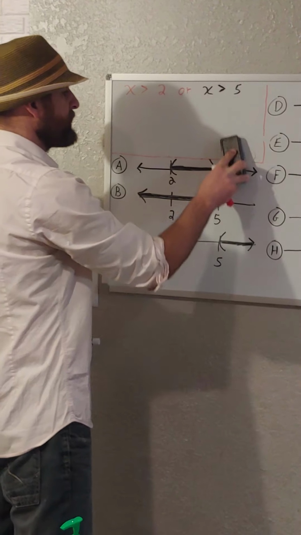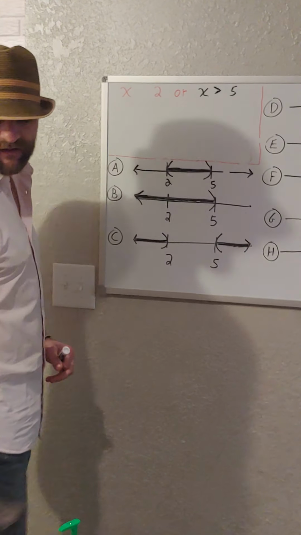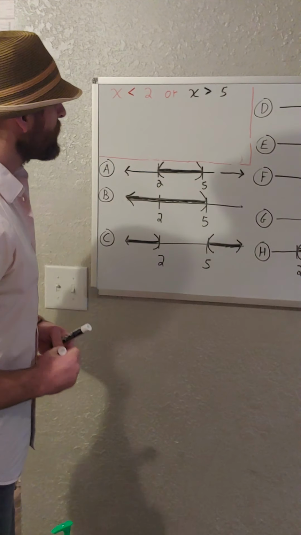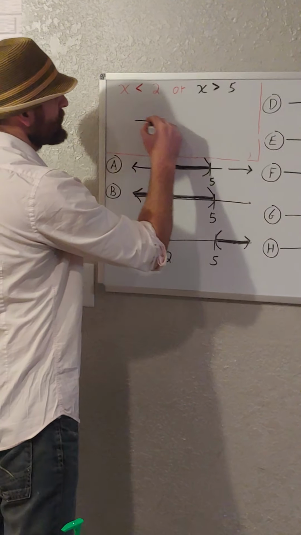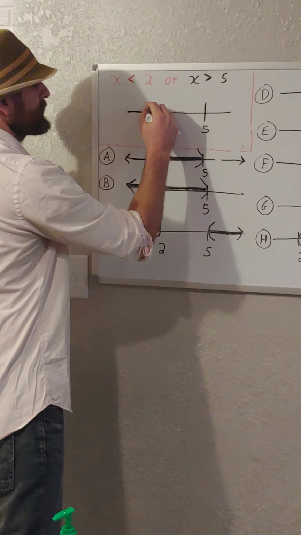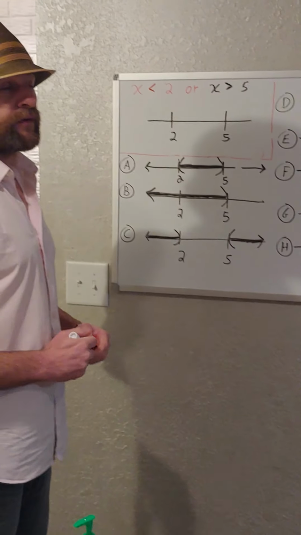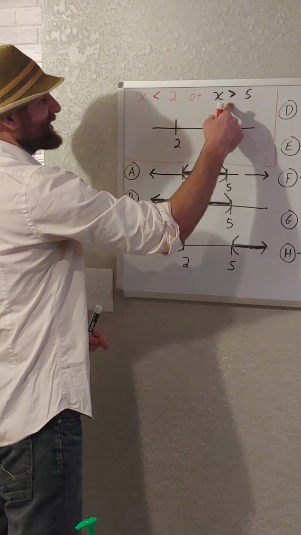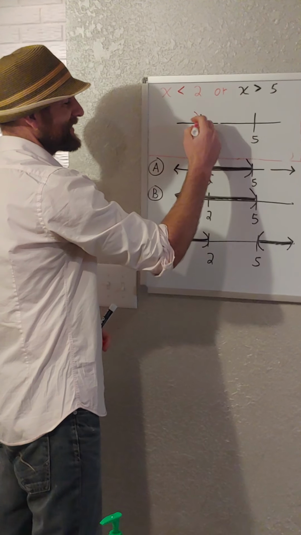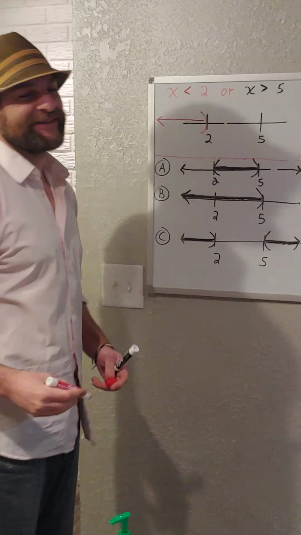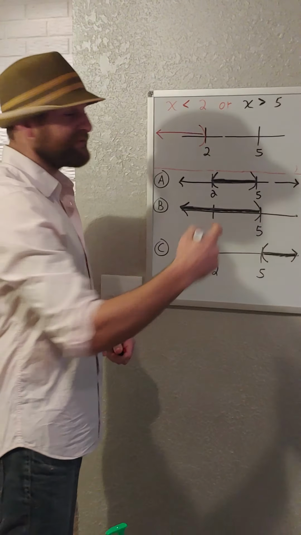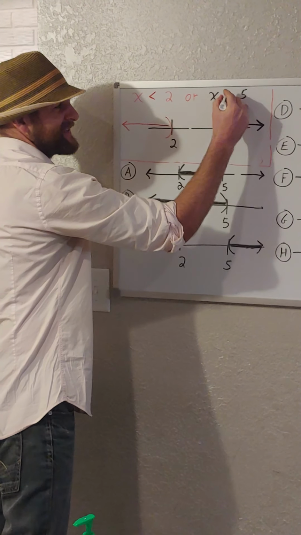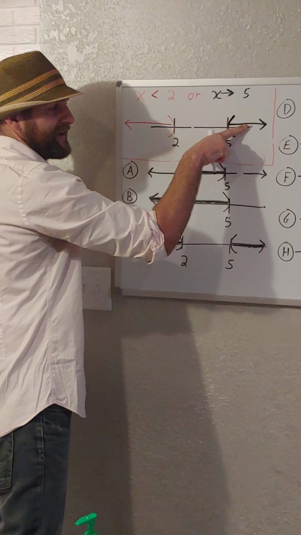Okay, another example. Let's take this one and make it a less than instead of a greater than this time. So x is less than 2 is going to be that. X is greater than 5 is going to be that. And again, if you just think of this as having a tail on it right there, it makes sense that that arrow and that arrow match up.